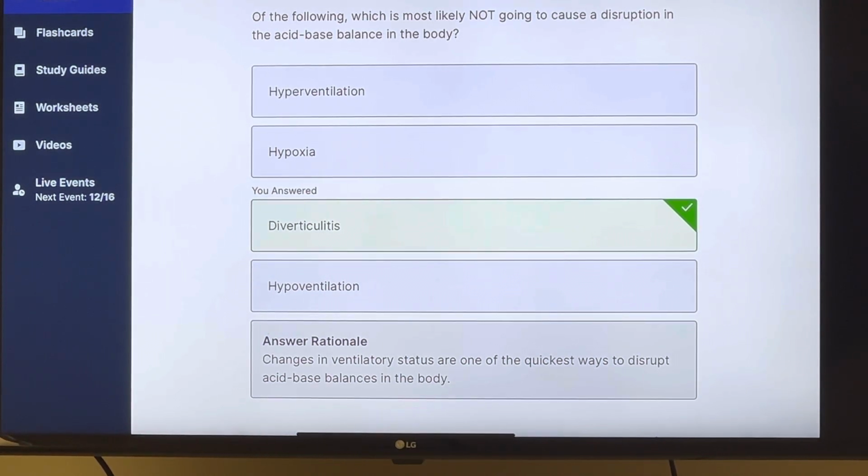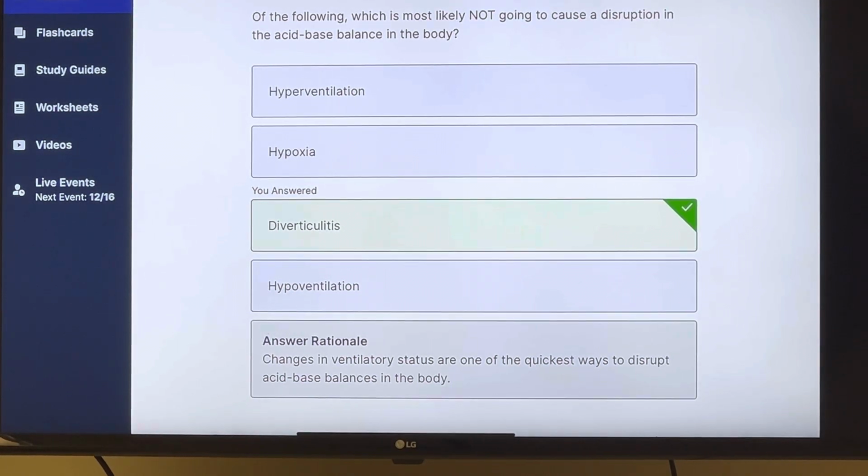Somebody with low ventilation. Hypo low, hyper high. Good. If they're low ventilating, are they acidotic or alkalosis? Acidosis. If it's low ventilation, if I can't get air in and out, or if I'm shallow breathing, I'm retaining CO2. I'm acidotic.